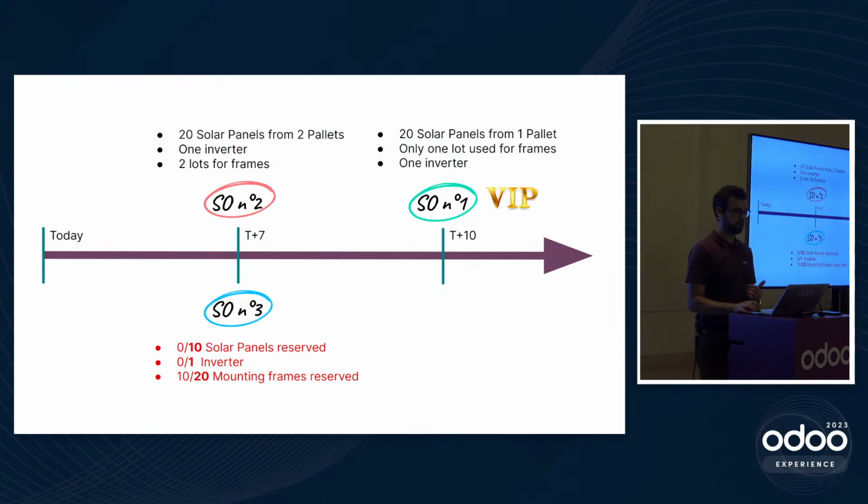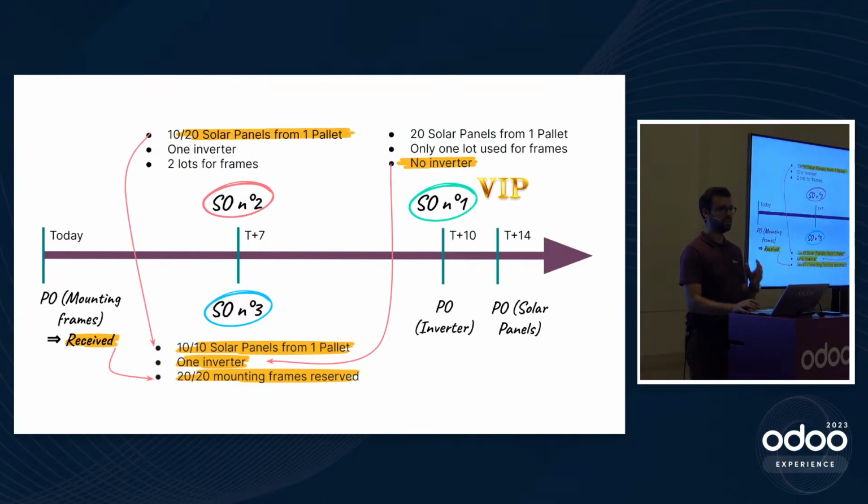What I would like to show you today is how, thanks to the flexibility in reservation, we'll manage to actually satisfy the third of my customers by just checking all the information Odoo is providing to me. What's going to happen? For this sales order, I will be able actually to transfer one inverter from this one to the sales order number 3, because I will see in the system that I have already a purchase order with an expected delivery date on that same day, which means that I will still be able to actually deliver my client on time.